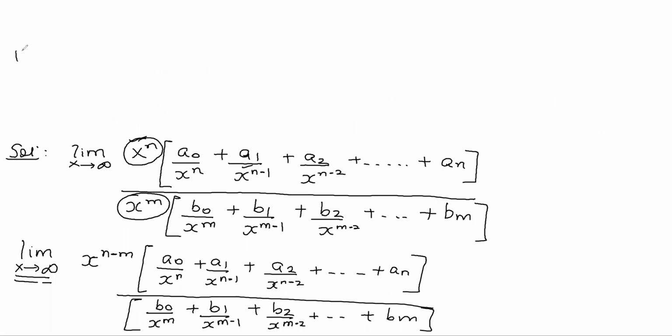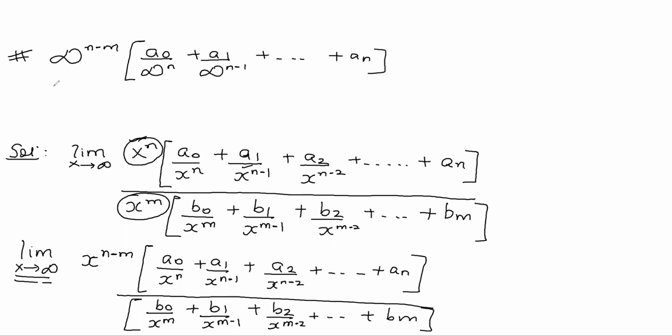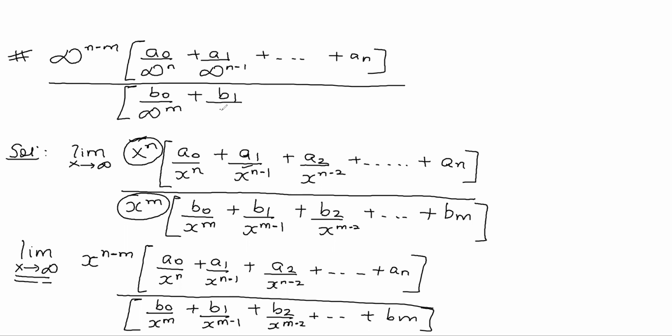I can write it as, if I continue with the solution on the top, limit as x tends to, okay, I am now putting infinity. So if I put infinity, what do I get? Infinity to the power n minus m into a0 upon infinity to the power n plus a1 upon infinity to the power n minus 1. And guys, I can stretch it up till an, upon, in the denominator, it's going to be b0 upon infinity to the power m plus b1 upon infinity to the power m minus 1. And I can stretch it up till bm.